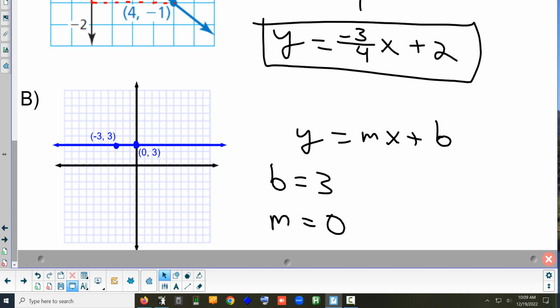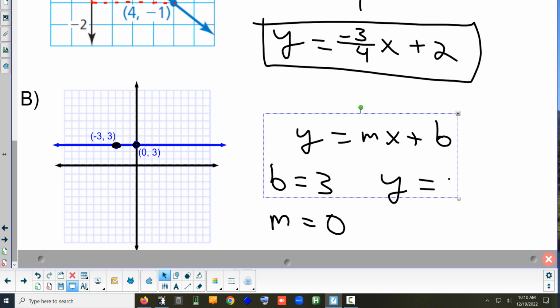So you don't even have to count rise over run this time. There's no rise. To get from this point to this point, you don't go up and down at all. All you do is go left and right. And when all you do is go left and right, that means it's horizontal. All right, so now what's going to disappear because my slope is 0? What always goes away when the slope is 0? The x. Yep, the x is going to disappear. So fill in 0 for the m.